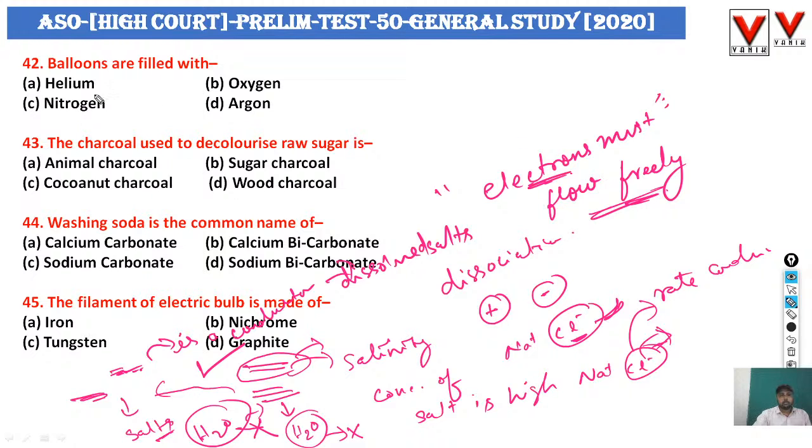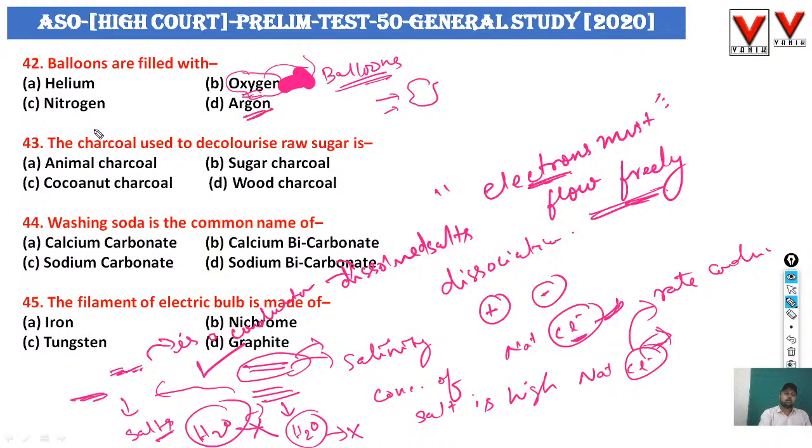Question number 42. Below we have helium, oxygen, argon and nitrogen. We do not fill balloons with oxygen because oxygen is available in and around, and we want the balloons to be lighter. If we fill it with oxygen, definitely it will not elongate much because the atmospheric pressure is also acting.